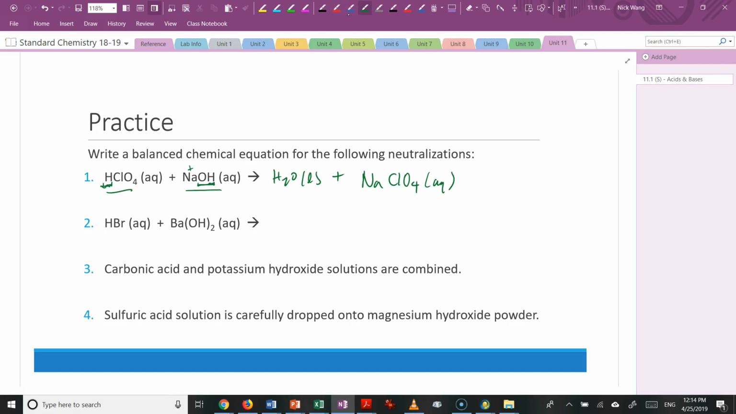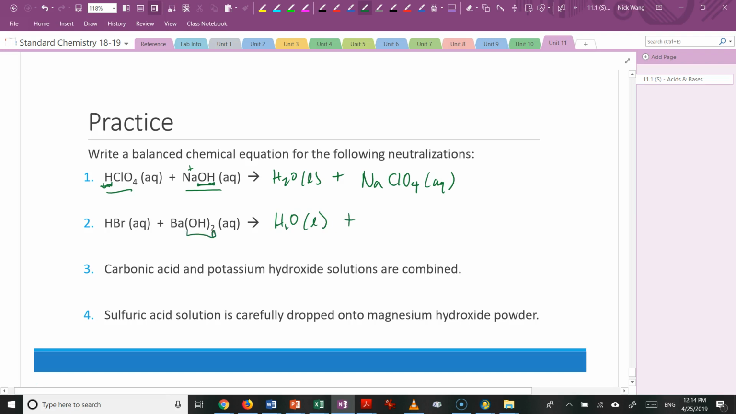Well, we have HBr. H is an acid. It starts with an H anyway. We know this is hydrobromic acid. This is barium hydroxide, right? That's going to be a base. So these two are going to undergo an acid-base neutralization. Acid and a base. What are the two products? It's always going to be water, H2O, liquid, right? And our other salt. All right, let's figure this out.